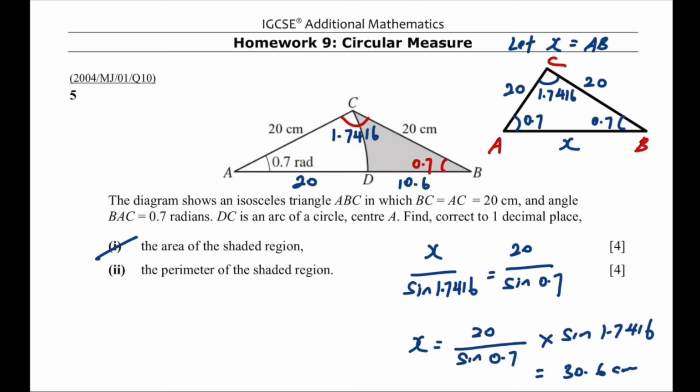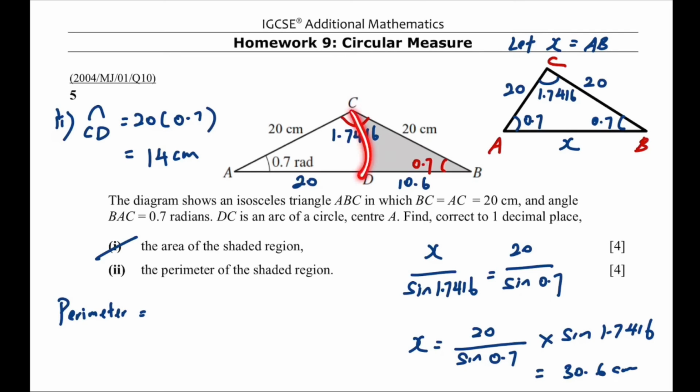Okay, so for part 2, let's find the arc CD. Arc CD is R theta, 20 times 0.7. So I have 14 cm. So final answer, if I want to find perimeter, 14 plus 20 plus 10.6. Final answer, 44.6 cm. That is for question 5.